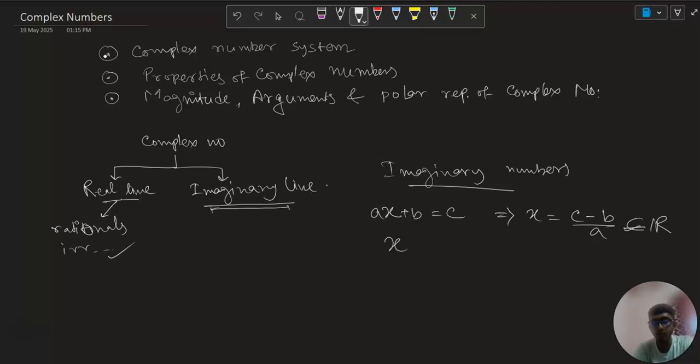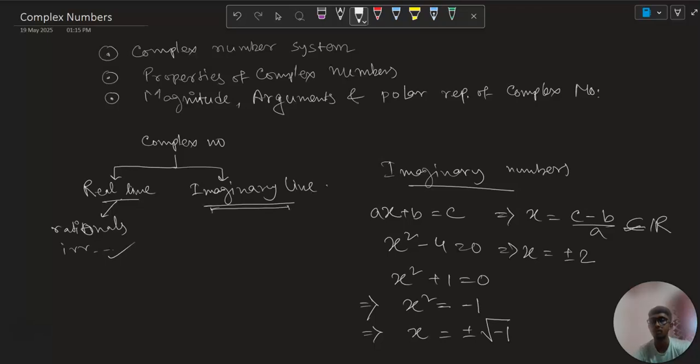We can solve this kind of equations, x square minus 4 equal to 0. We get the value as x equal to plus minus 2, right? But can we solve this, x square plus 1 equal to 0? Can we solve this and get some real number? Is it possible? It is not actually. Why? Because if we try to solve this, then x square equal to minus 1, right? From there we get x equal to plus minus root under minus 1.